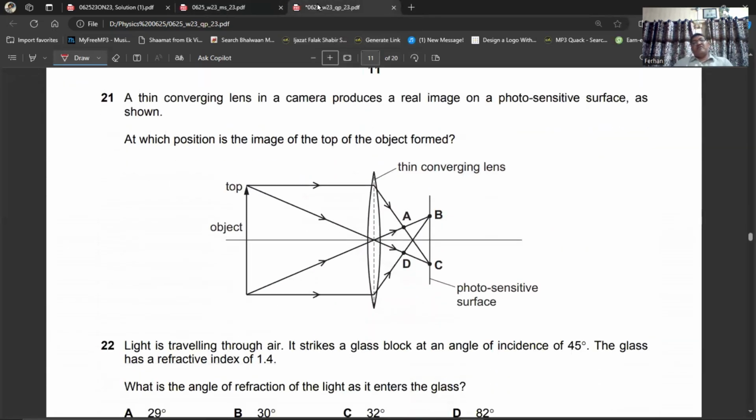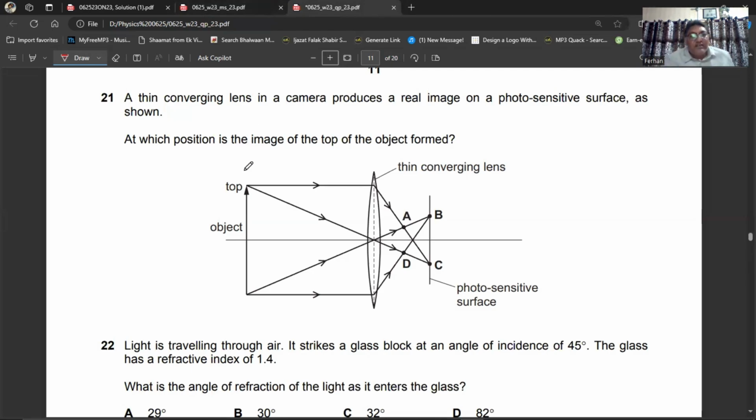Question number 21. A thin converging lens in a camera produces a real image on a photosensitive surface, as shown. At which position is the image of the top of the object formed? You see, because this is a real image, the image will be inverted. Inverted means upside down. So the top will become the bottom of the image, and the bottom of the object will become the top of the image.